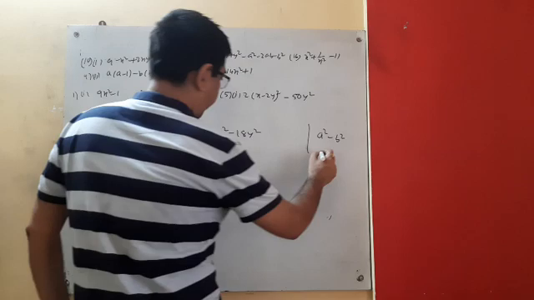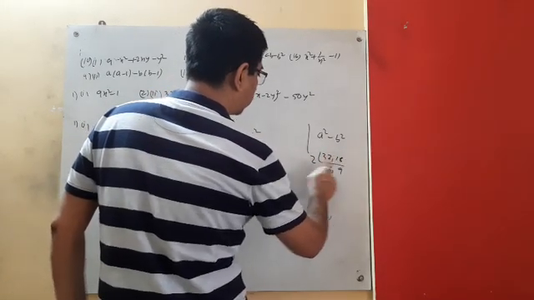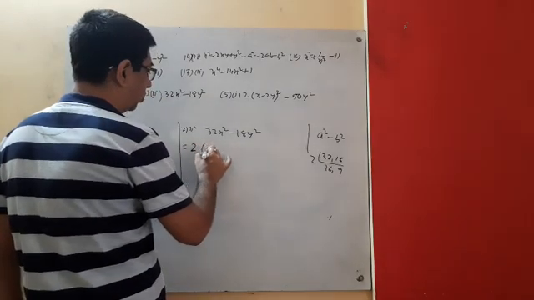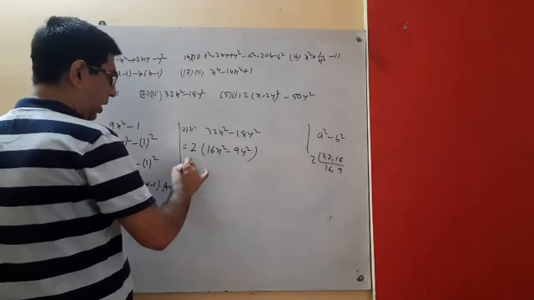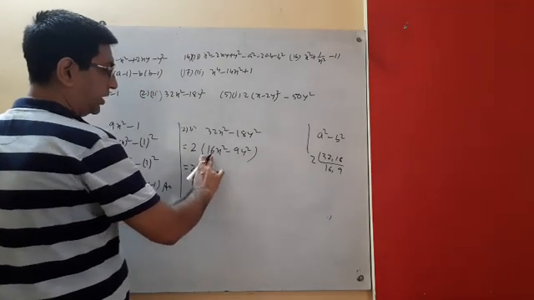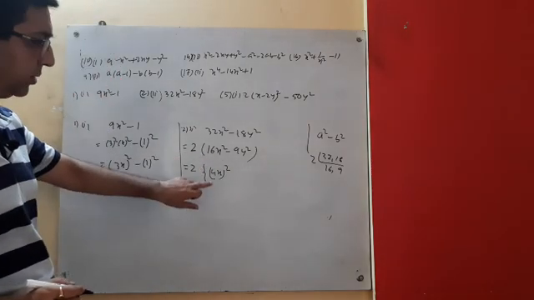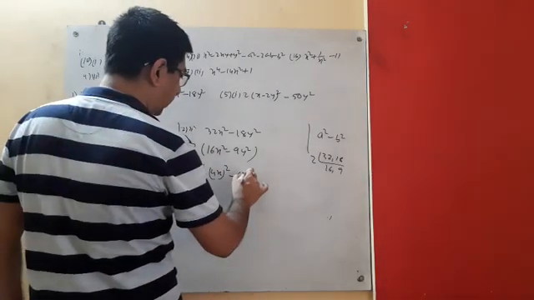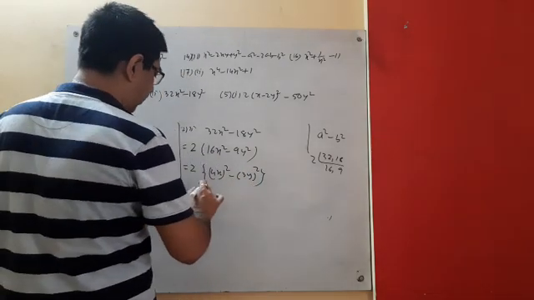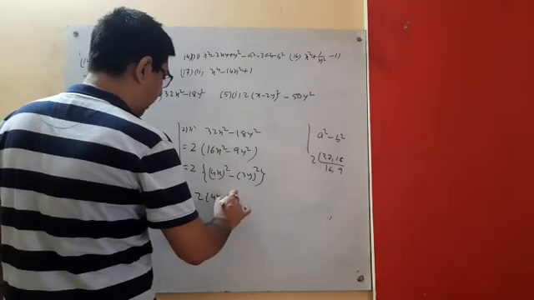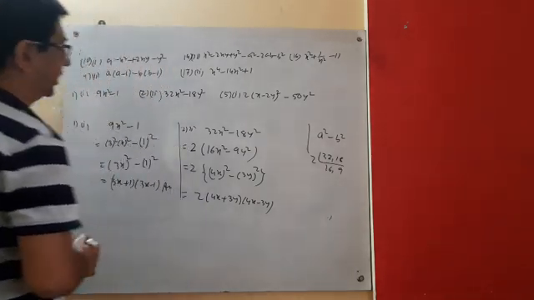Look here, the HCF of 32 and 18. What is that? 2. 16 times 2, 9 times 2. So 2 is the HCF. So take common 2. So we are getting 16x square minus 9y square. Now 16x square can be written as 4x whole square, and 9y square can be written as 3y whole square. So what we are getting, 2 of a square minus b square, 2 into a plus b into a minus b. This is the second one.